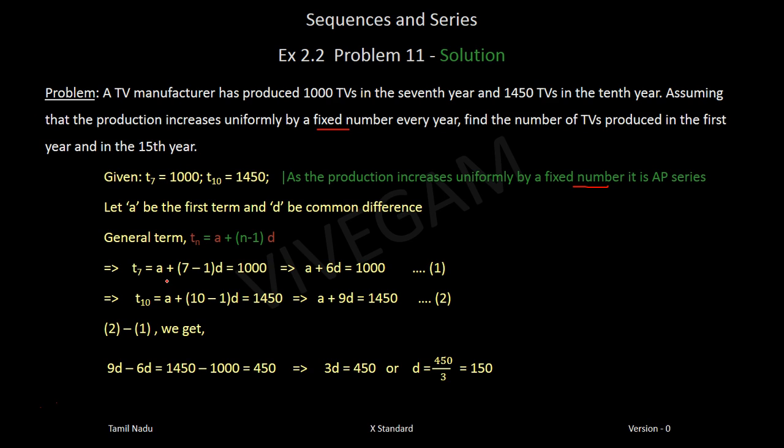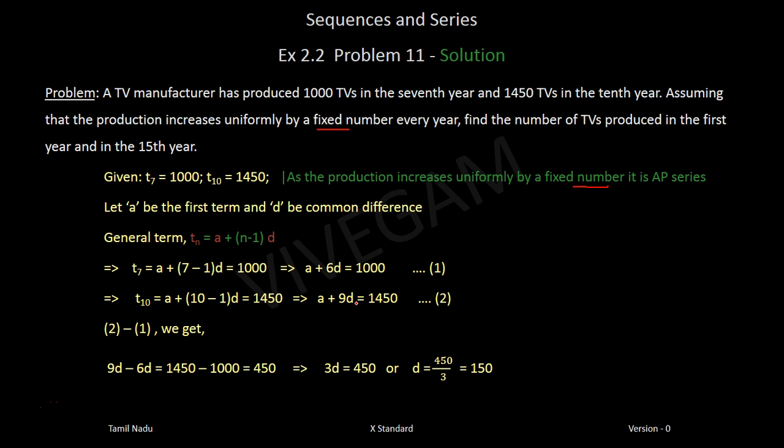So this will convert to A plus 7 minus 1 as 6. So A plus 6D will be 1000. Similarly do for T10, that is A plus 10 minus 1 into D equal to 1450. It's given the 10th term is 1450, and 10 minus 1 is 9. So A plus 9D equal to 1450. So now we have two equations in A and D.